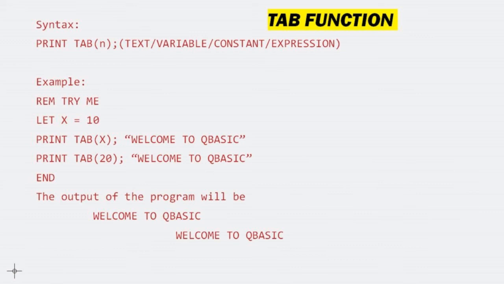Let's see an example. REM try me. LET X = 10. PRINT TAB(X); "Welcome to QBasic". PRINT TAB(20); "Welcome to QBasic". END. In the given program, the LET statement assigns the value 10 to X. Then the given string is printed in the 10th column. That is, Welcome to QBasic is printed in the 10th column. And again, it prints Welcome to QBasic in the 20th column.